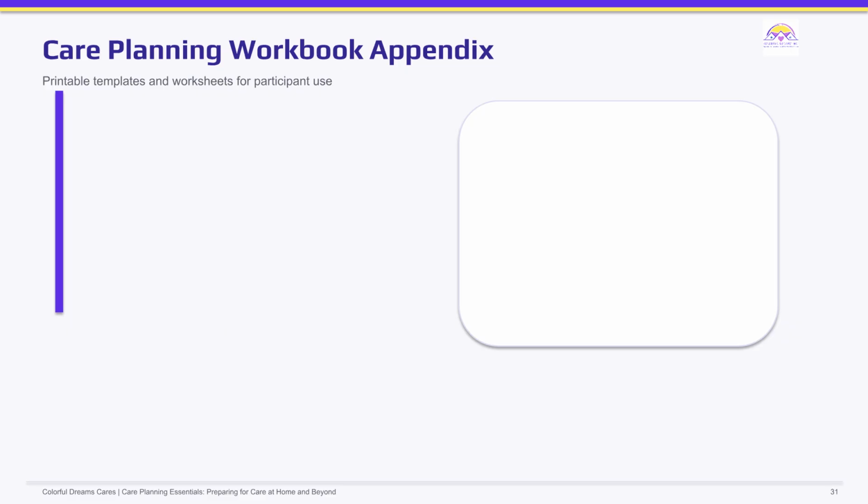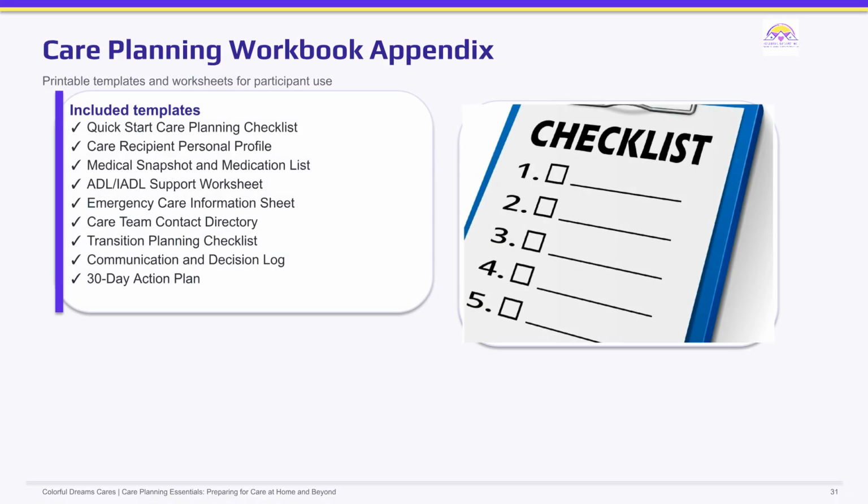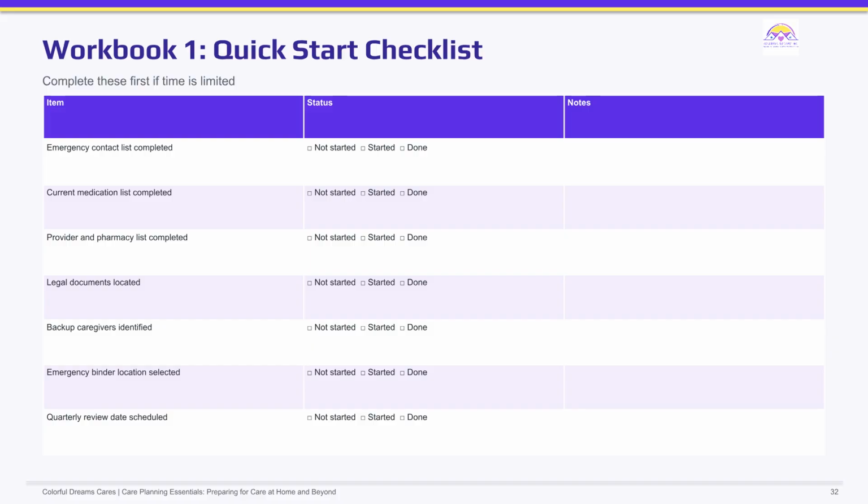This concludes our core presentation, and we are now moving to the appendix portion of our video. These pages contain printable templates and worksheets designed for your immediate use. You can export these slides as a PDF or copy them into a personal handout to begin organizing your own care plan. First, we have our Quick Start checklist.